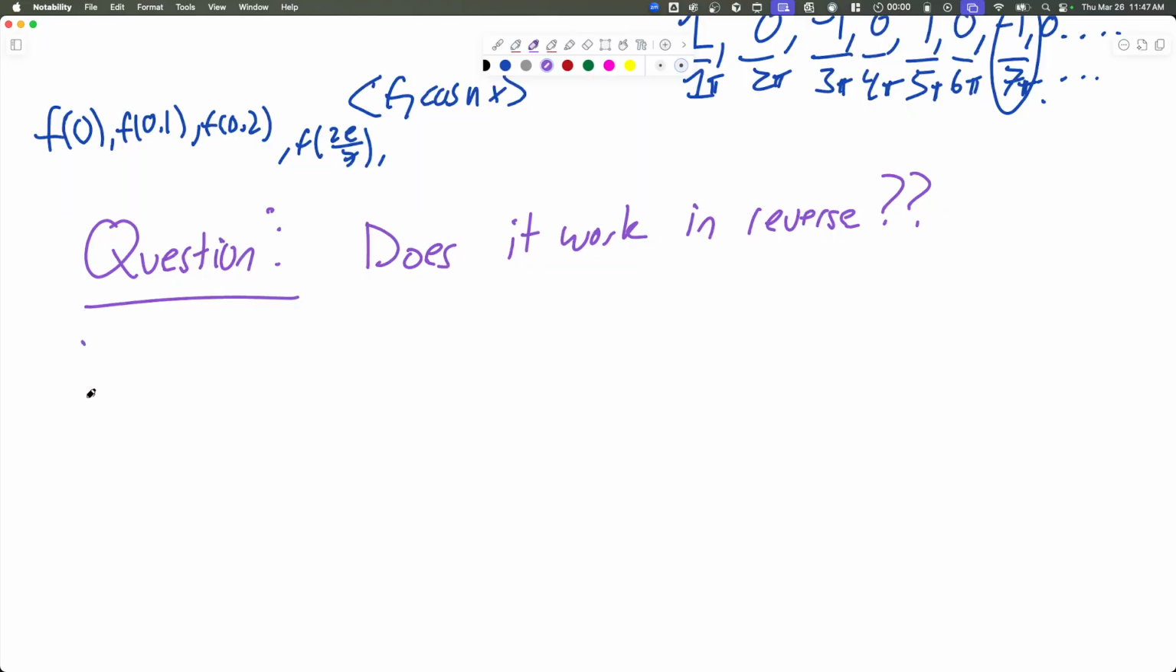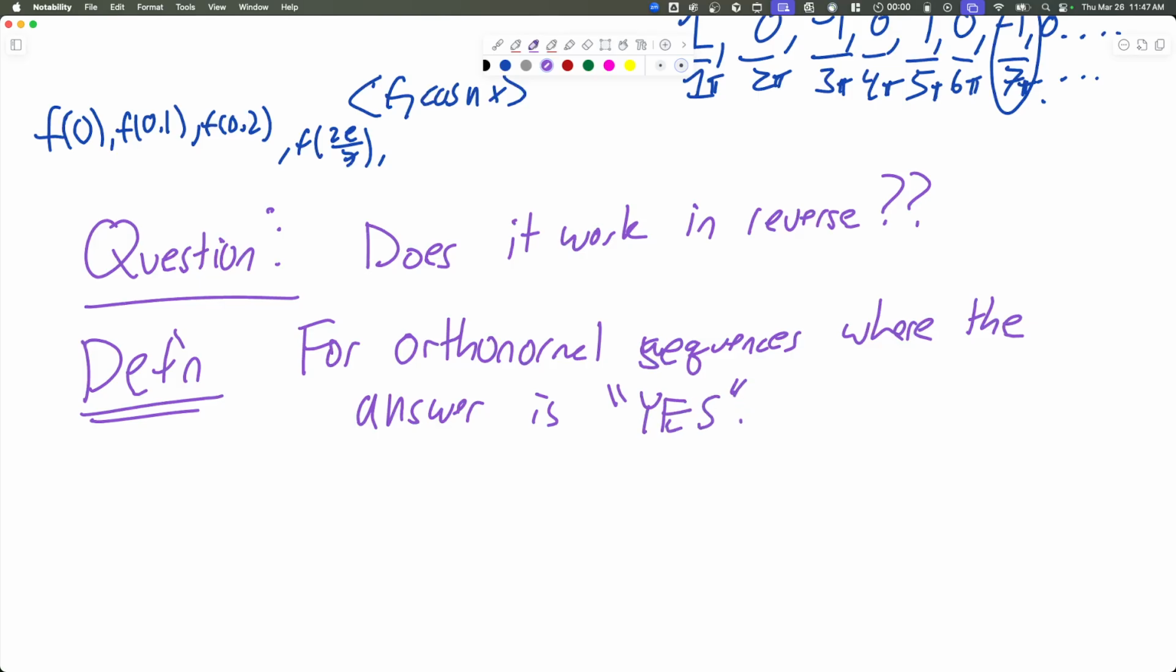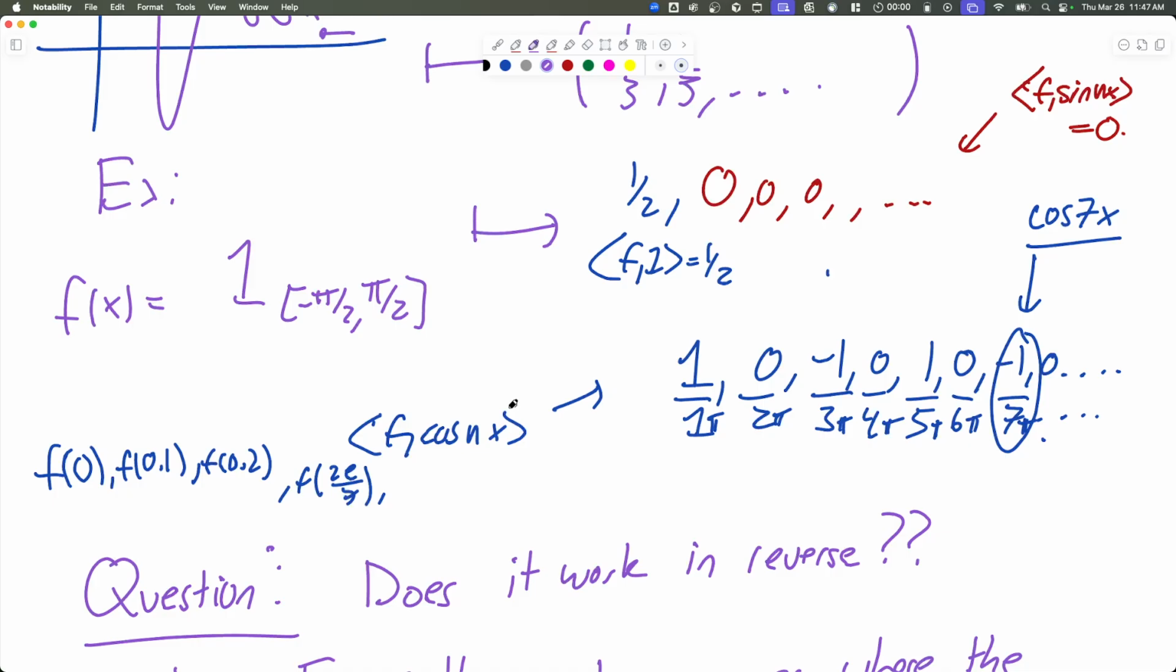So definition for orthonormal sequences where the answer is yes, so when it's possible to go both ways, you can both convert the function into an infinite sequence of numbers, but you can also convert back. If you're given an infinite sequence of numbers, you can convert it into a function, and they are inverses of each other. Then we call that thing complete.